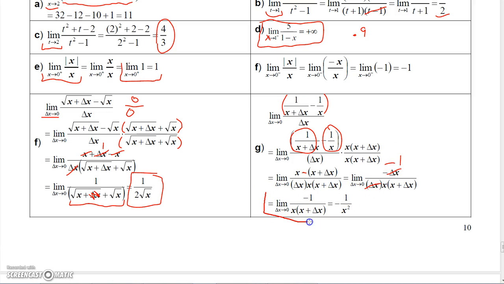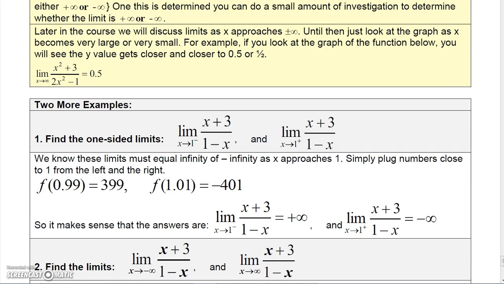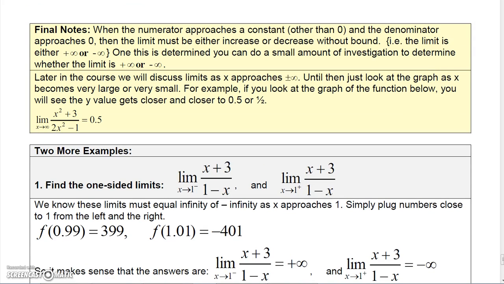And now I can find the limit of this as delta x goes to 0. Remember, since delta x is going to 0, it's not going to affect x. So let delta x go to 0, and you just get minus 1 over x times x, which is minus 1 over x squared. So I know these last two are a little bit different because I threw two variables at you, but remember the x is unaffected by what delta x is doing. Now, you can read these final notes here. Okay, so freeze the video if you need to and read the final notes.